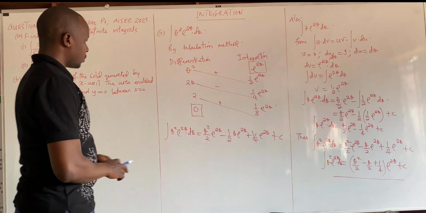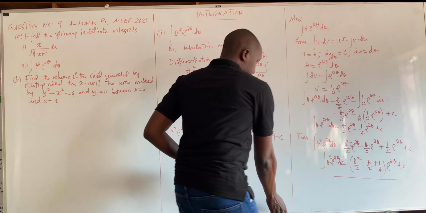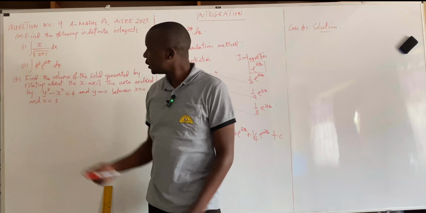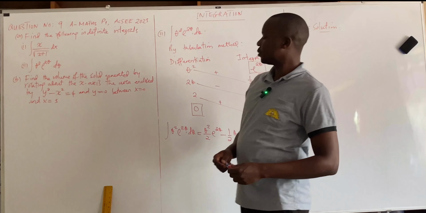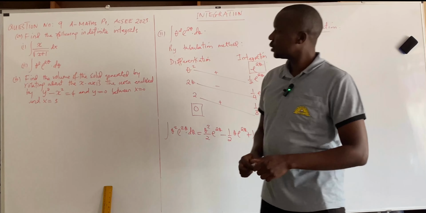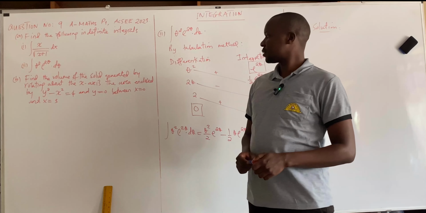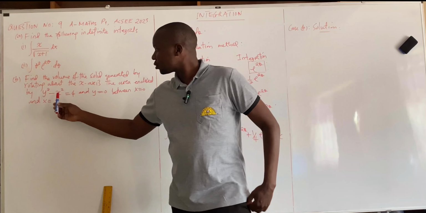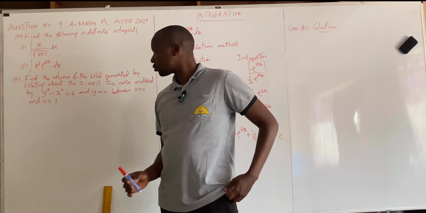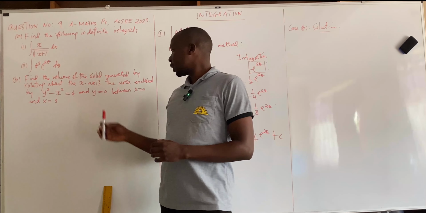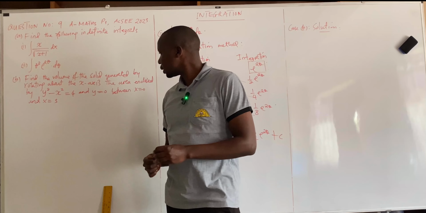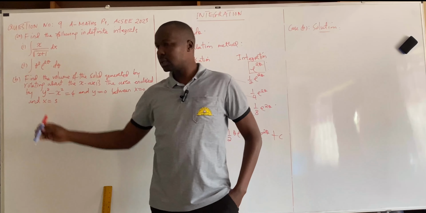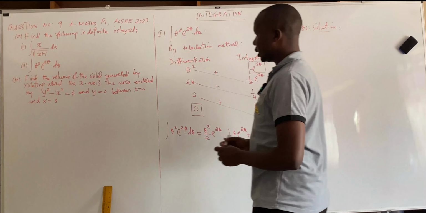Okay, now we are switching to case B. So we are proceeding with part B. We are required to find the volume of the solid generated by rotating about the x-axis, the area enclosed by the equation y square minus x square equals to 4 and y equals to 0 between the intervals along the x-axis, that is x equals to 0 and x equals to 3.